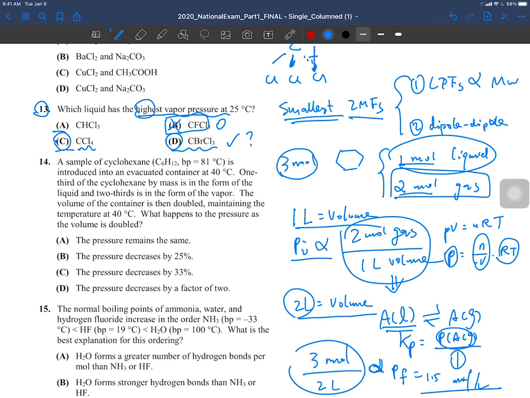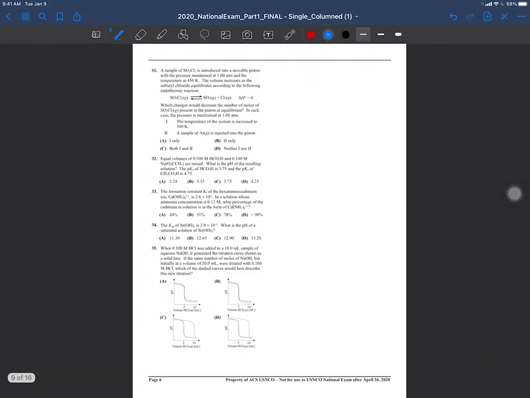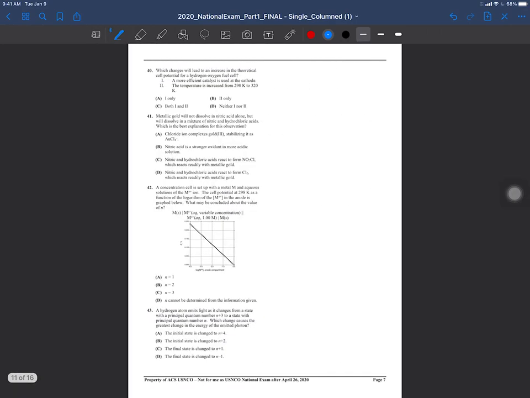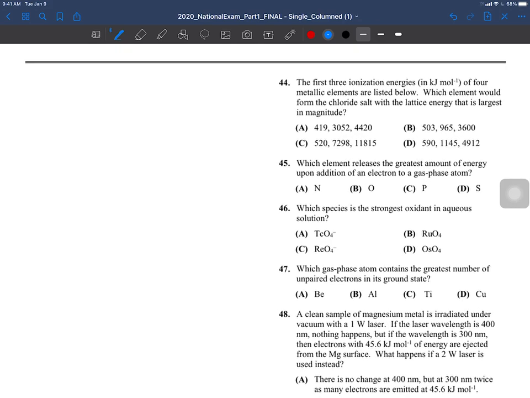Okay. And then let's move to category number 8, which is atomic structure and periodicity. Question number 44. This question is also pretty tricky. So the first 3 ionization energies for 4 metallic elements are listed here. Which one will make a chloride salt with the largest lattice energy?